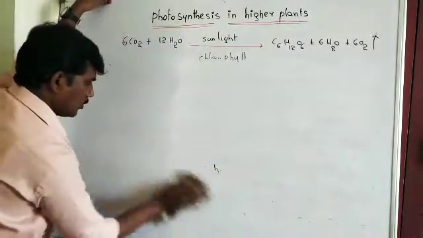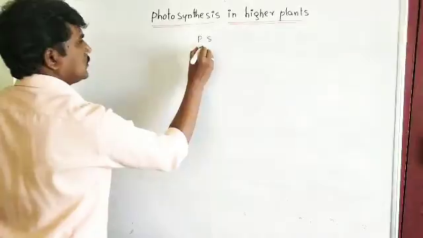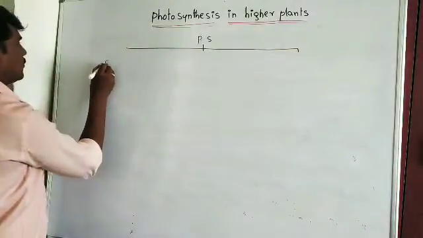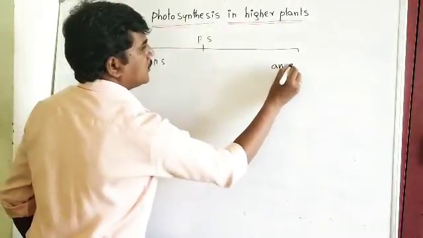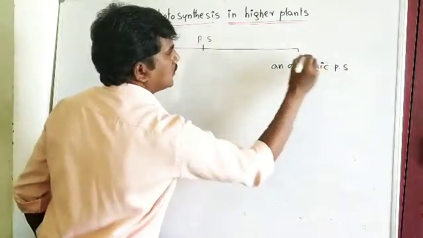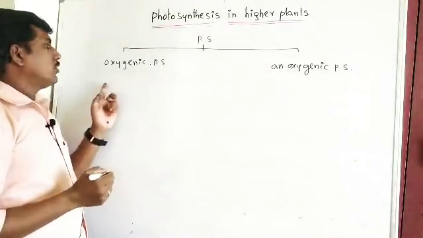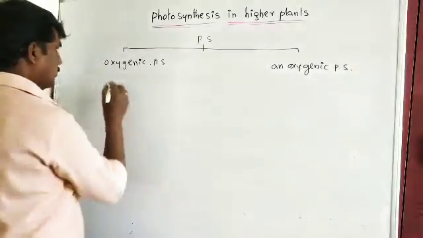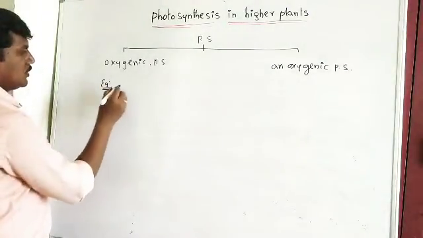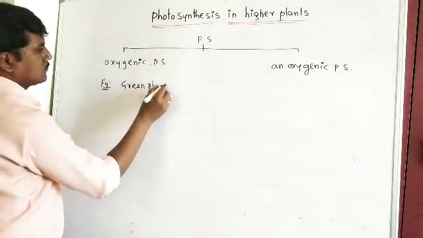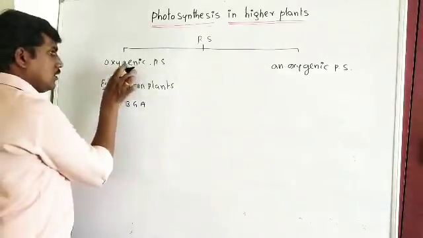Photosynthetic organisms are of two types, that is oxygenic photosynthetic organisms and anoxygenic photosynthetic organisms. Very important. Those organisms that release oxygen during the photosynthesis process we call oxygenic photosynthetic organisms. Examples are green plants, blue-green algae, also called cyanobacteria.